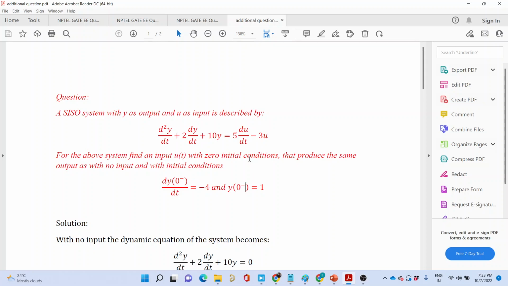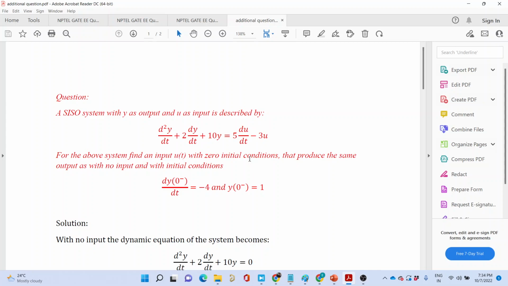Anubhav, how are you trying to solve this? How are you approaching it? By converting into the Laplace domain and putting the initial conditions, I obtained the transfer function. Correct. And then the transfer function is equal to output by input.